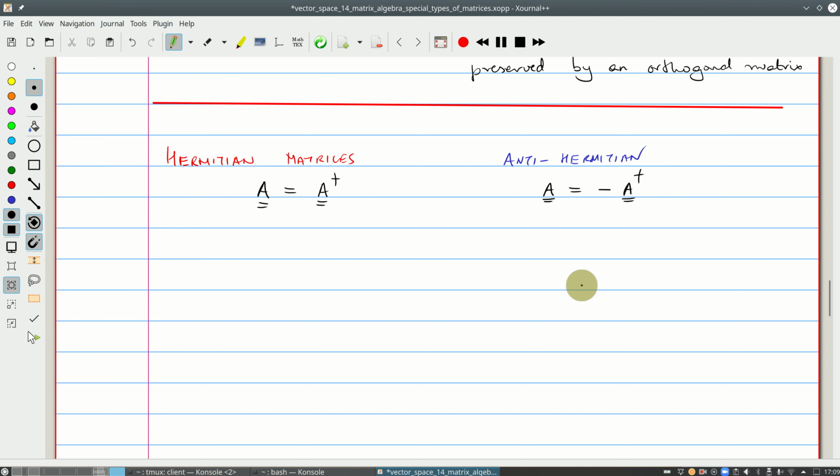In a way, the concept of hermiticity is the generalization of the concept of a symmetric matrix, because now it applies to both real and complex matrices. It's more powerful in a way.